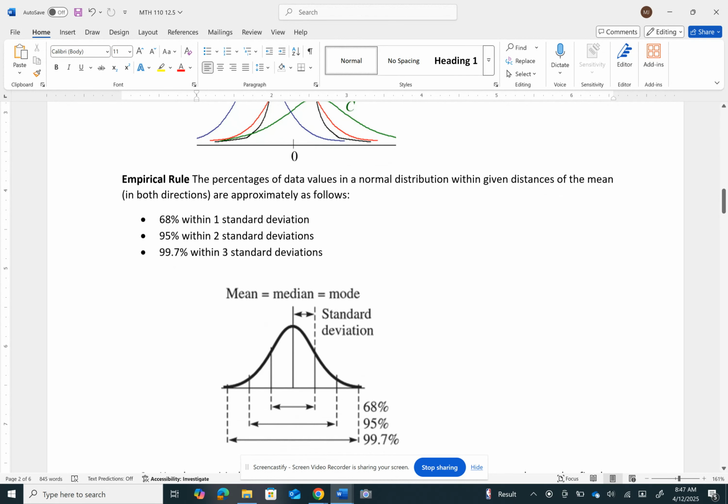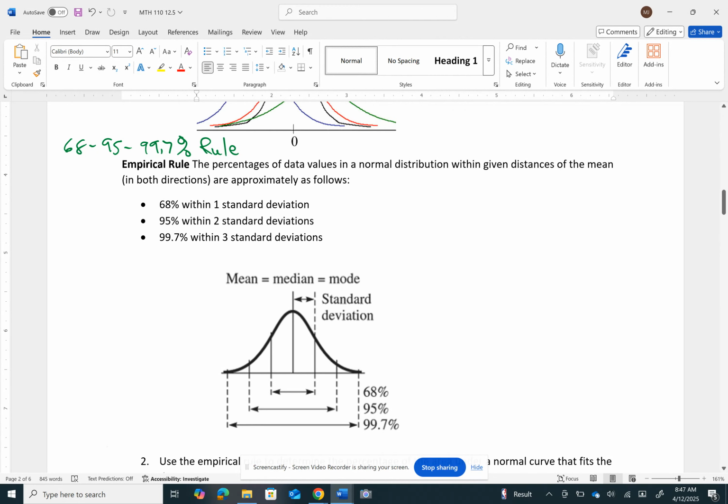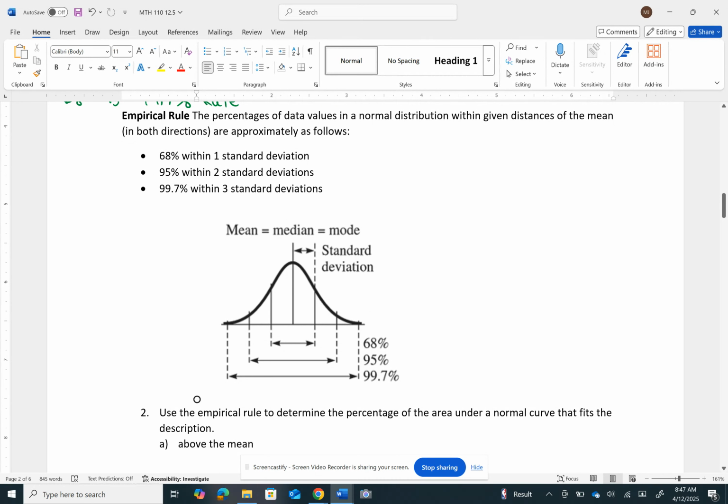Now, there's a rule. It's called the empirical rule, or the 68, 95, 99.7% rule, that says this: if you have a bunch of data values that are normally distributed, okay, then about 68% of them are going to fall between one standard deviation below the mean to one standard deviation above.